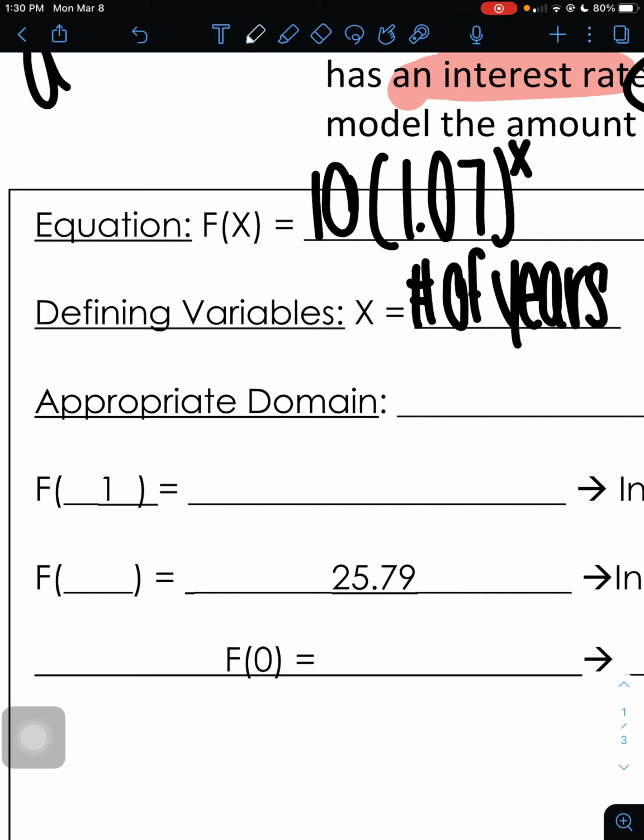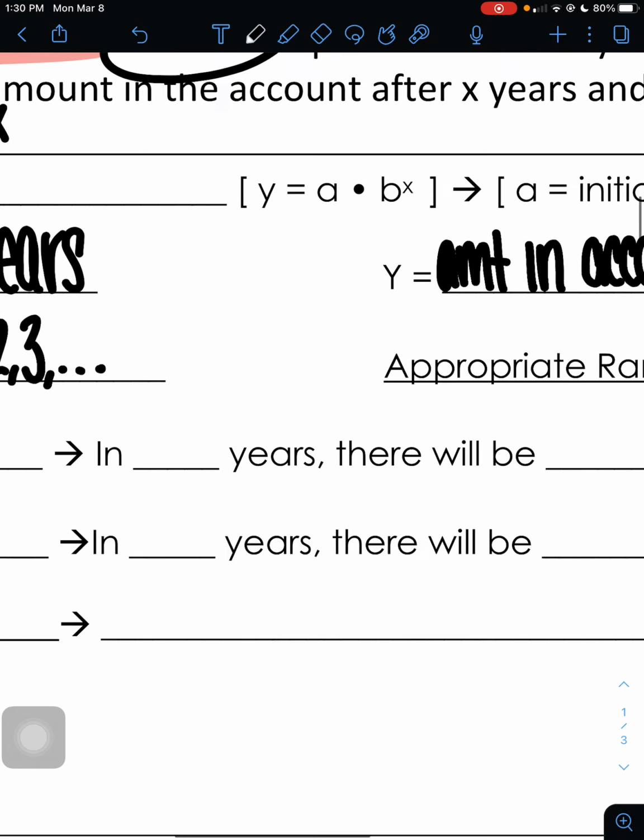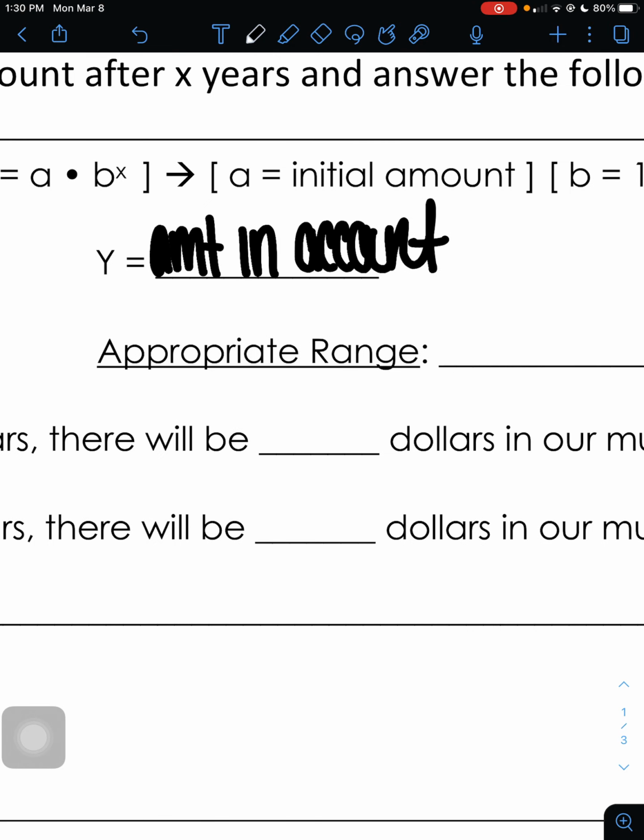We know domain, those are our x values. We just said x represents the number of years. So we're talking about time. I don't even need to tell you guys what our time constraints are, because we know that's just going to mean x is going to be equal to 0, 1, 2, 3, and then we put our dot, dot, dot to show that the list continues on. So these are acceptable numbers to put into our function. So I can tell you after 0 years, which is right now, after 1 year, 2 years, 3 years, so on and so forth. Then let's figure out an appropriate range.